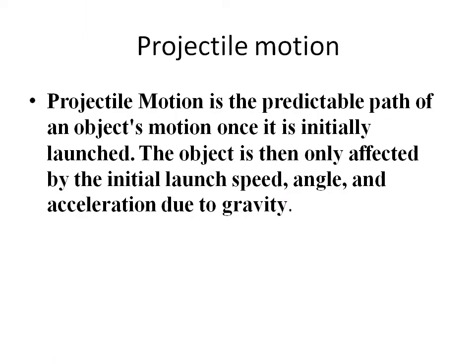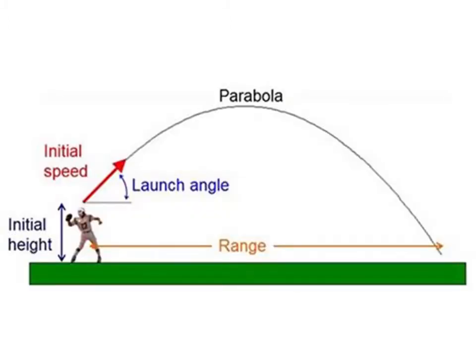Projectile motion is the predictable motion, the path that an object takes once it is launched, whether we're talking about firing out of a cannon or shooting a bow and arrow or throwing a football. Once it leaves whatever it is that launched it, gravity is going to affect it. The angle that you throw it at will also affect it, and it goes in a very predictable path. It goes in what we call a parabola, curved pathway.